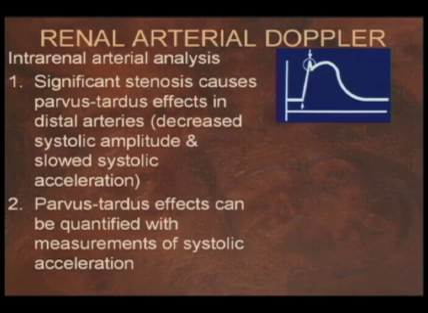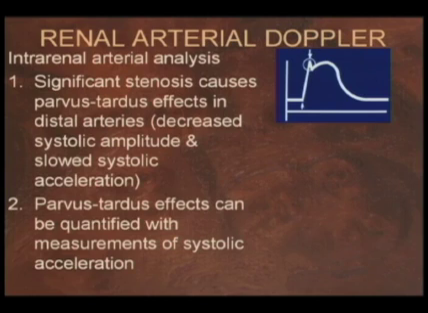Well, one is to look at the intrarenal arteries. Significant stenosis in the proximal main renal artery will cause parvus tardus effects in the distal renal arteries, in the arteries within the kidney themselves. And parvus tardus refers to decreased systolic amplitude and slowed systolic acceleration. And there's a variety of ways that we can identify parvus tardus effects.